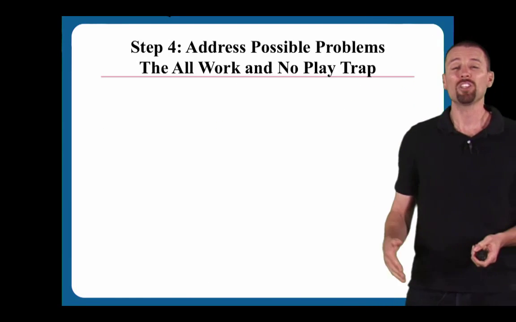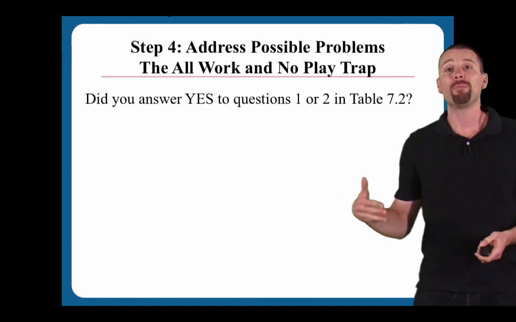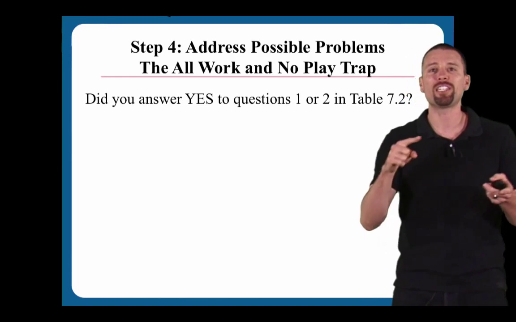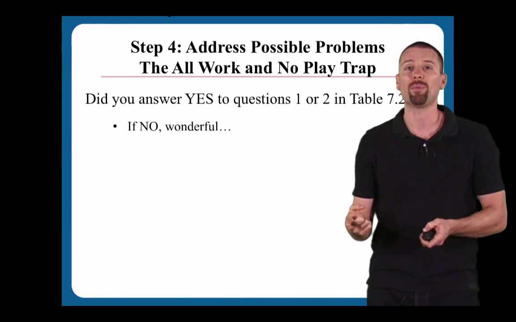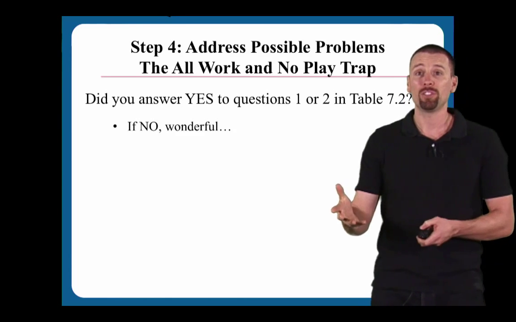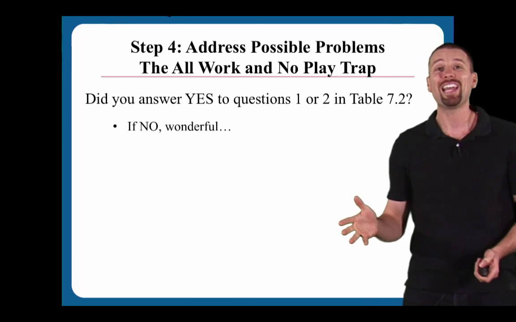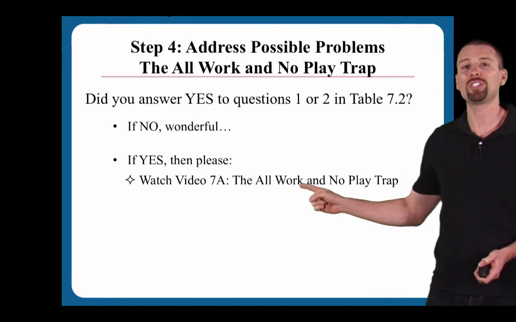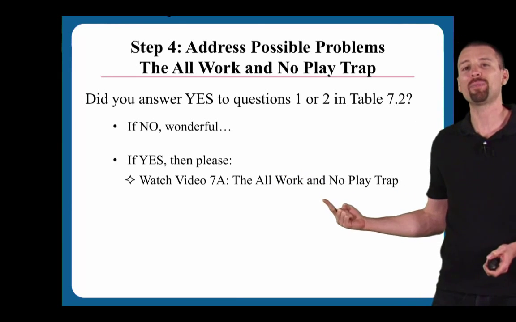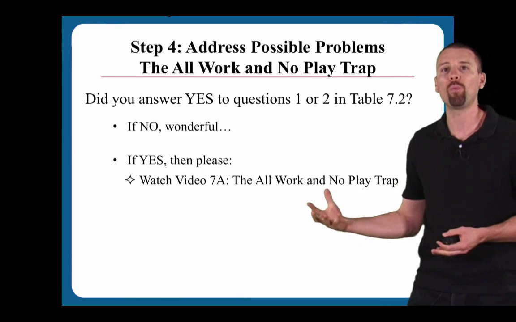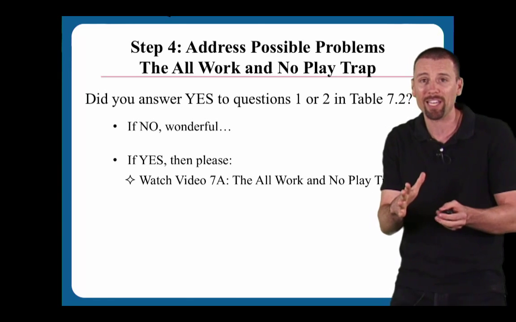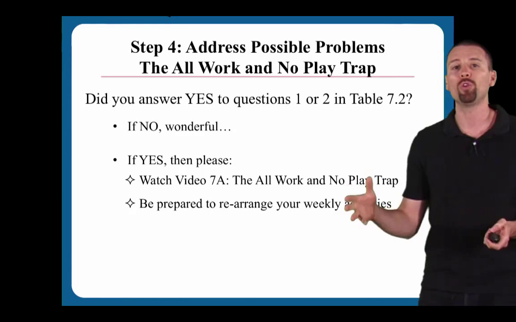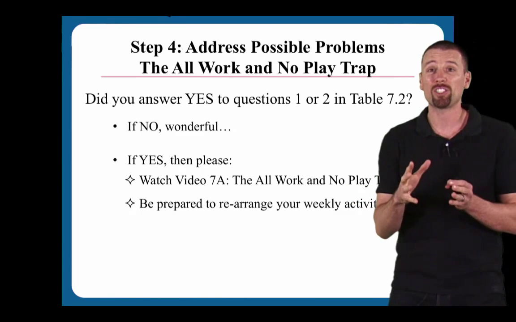Okay. So after we filled out that schedule, you're going to ask yourself some questions. I'm going to encourage you to do this. Did you answer yes to either question 1 or 2 in the table? If not, wonderful. You're probably in a good situation in that case. However, if you did answer yes, I encourage you now to watch video 7A. This is something that I like to call the all work and no play trap. It's one of the scheduling traps that we get into. It has a lot of information about being overcommitted. It will also help you address those issues.